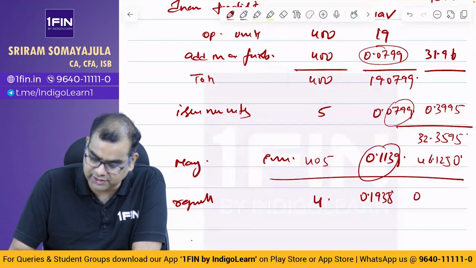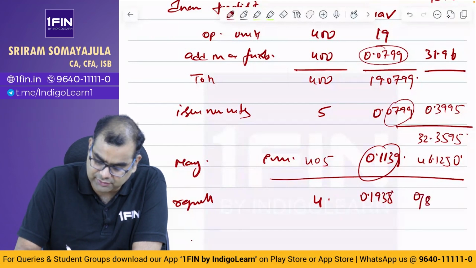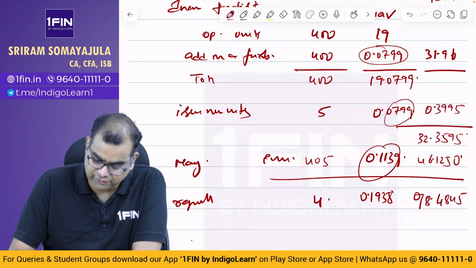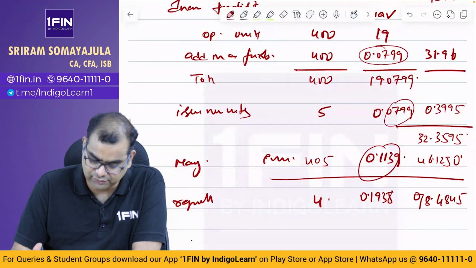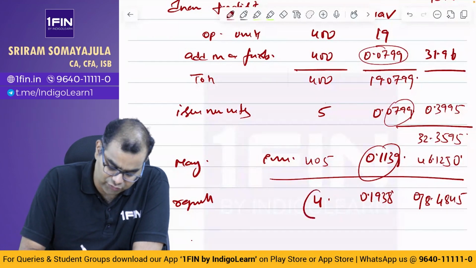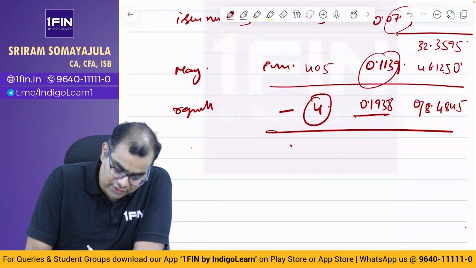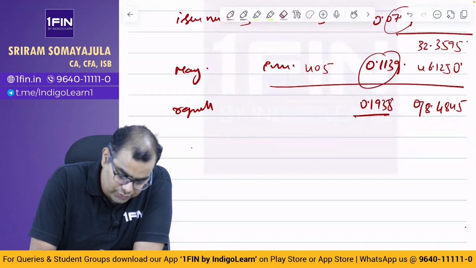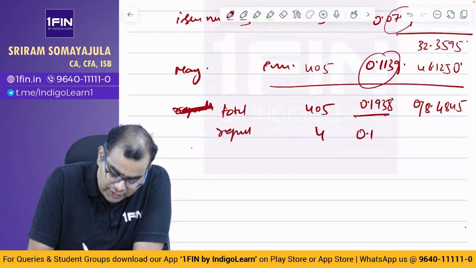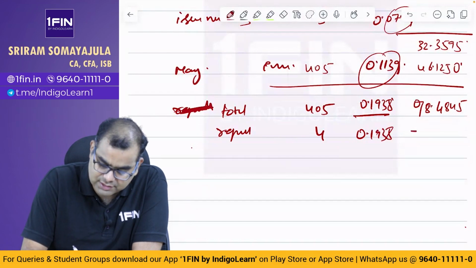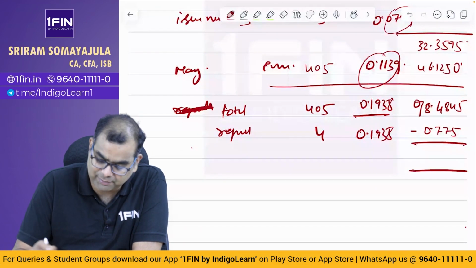46.1250 plus 32.3595 is 78.4845 divided by 405. You get 0.1938, correct. For these 4 lakh units, you have to pay this off. Okay. So when you pay this off, what is left? 401, this 405 I will write, and then total, and then repurchase. Repurchase 0.1938. So 0.1938 into 4 gives you how much? So minus 0.7752.